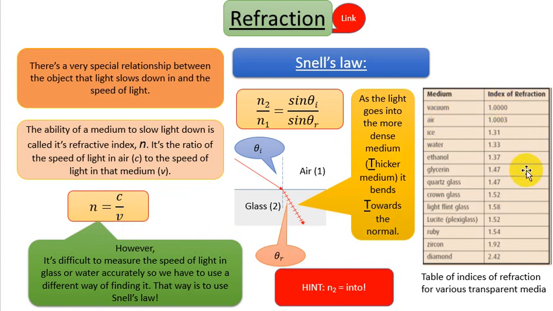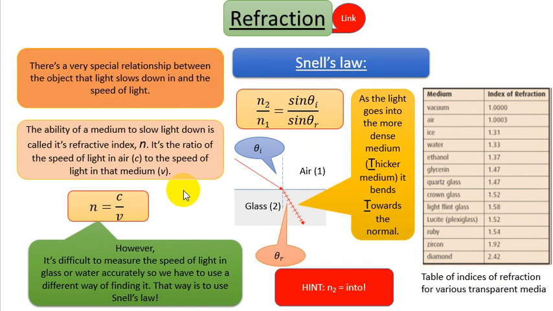For example, here is given a table for index of refraction. In water it is 1.33. You see, in a vacuum the speed is 3 × 10⁸ meters per second. V in water is 2.26 × 10⁸ meters per second. If you divide, you get 1.33. For example, diamond is 2.42. So when the light travels from air into the diamond, it bends more because the index of refraction is bigger. So let's move on.